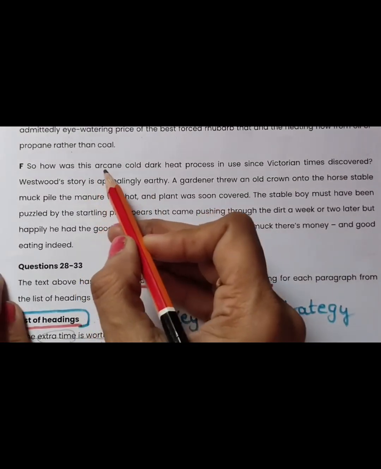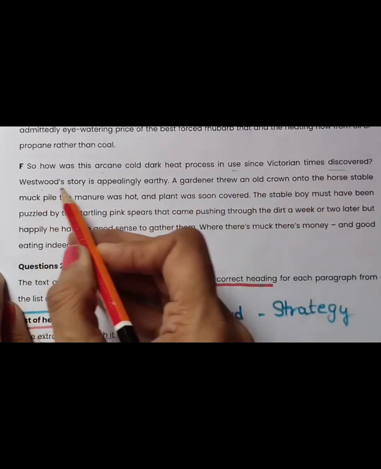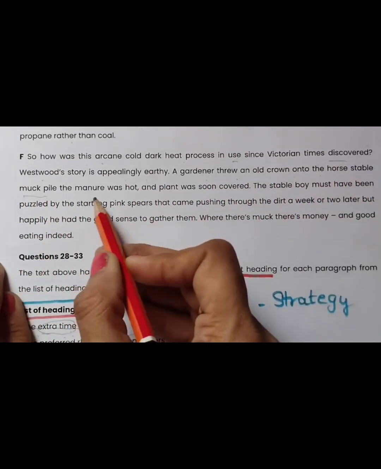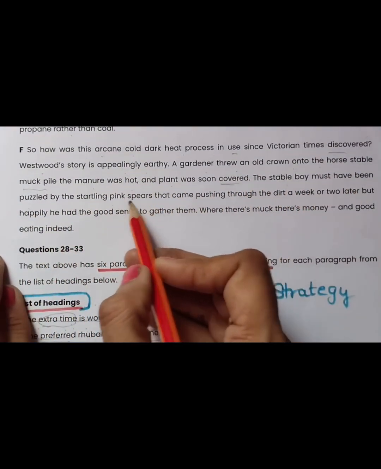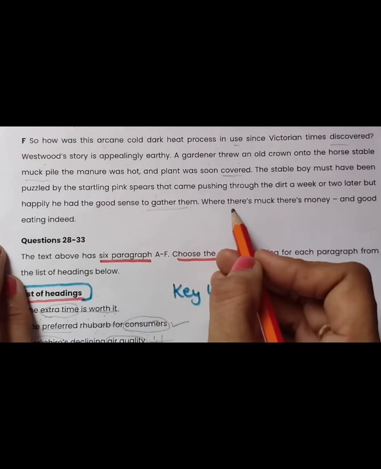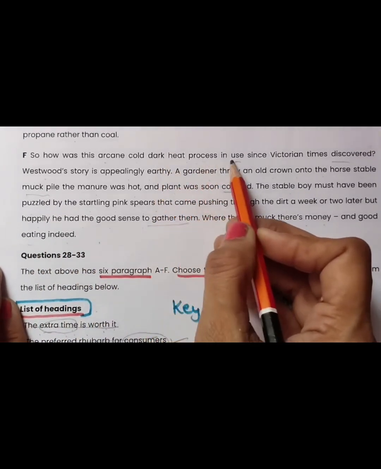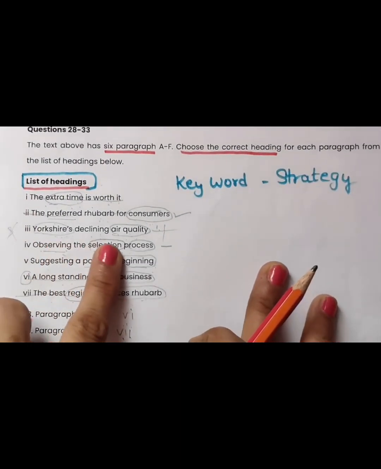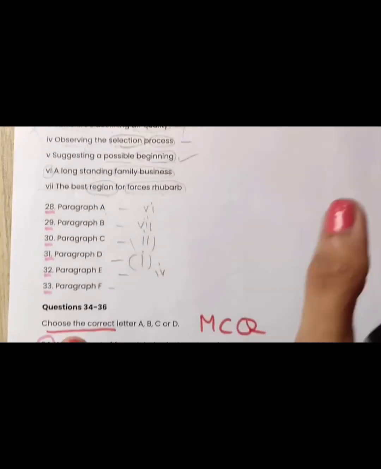So how was this process used since Victorian times discovered? Westwood story is appealing. A gardener threw an old crown onto the horse stable pile. Manure was hot, covered. The stable boy must have been puzzled by the startling pink appearing, pushing. So happily he had good sense to gather them. Where there is milk, there is money, and good eating indeed. Process in use since Victorian times discovered. So no air quality is given, so we can go suggesting a possible beginnings. Fifth number will come with F paragraph.